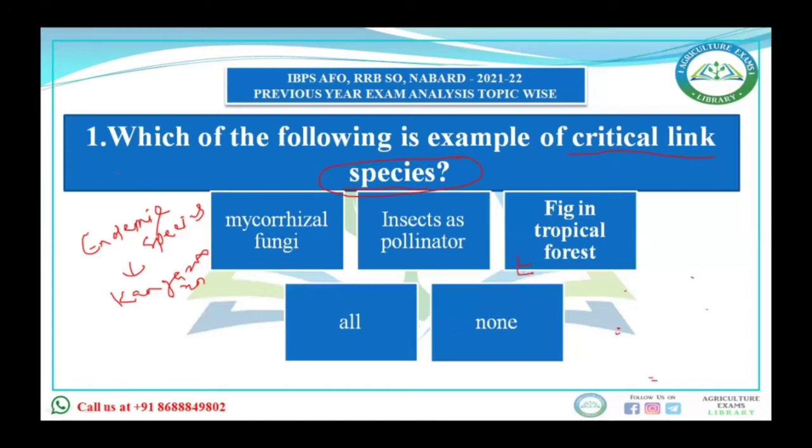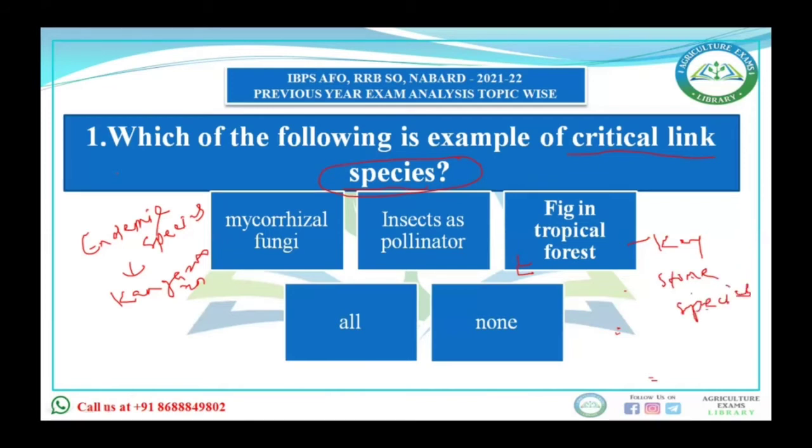Their biomass present is very less in that tropical forest of fig trees, but still they have dominance, or they have great influence on the community's characteristics. Okay, this was about keystone species. Fig in tropical forest is an example of keystone species.